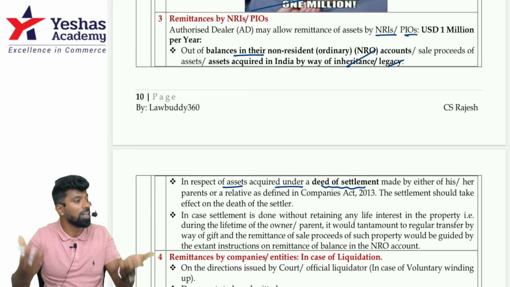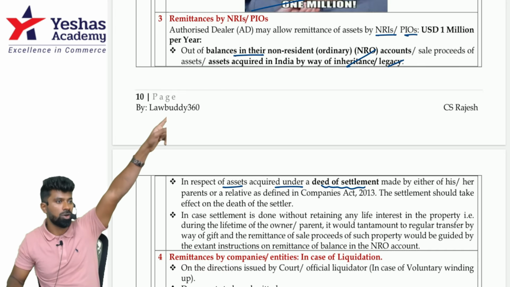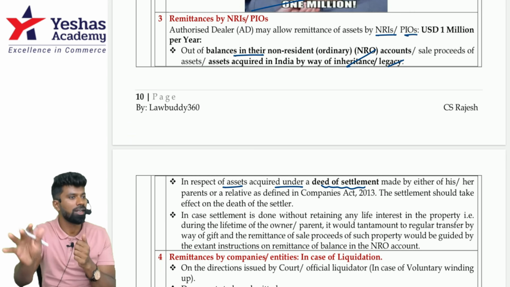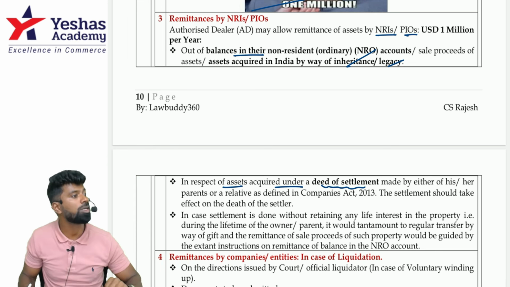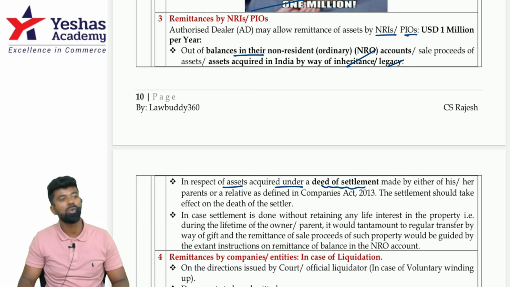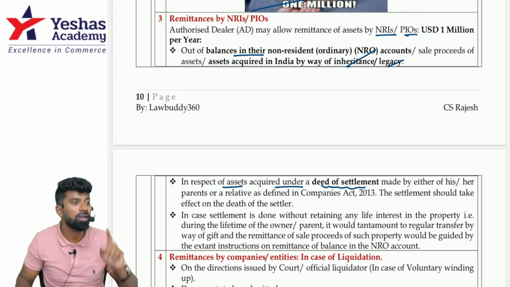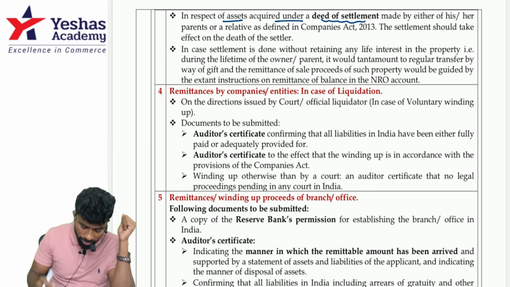Or if it is out of a will, a father has made a will in favor of his son. The son is a person of Indian origin, but not an Indian. He got the asset and wants to sell it. He sold it and got the money. Can he remit it outside India? Yes. Up to how much? 1 million. Without whose approval? RBI's approval. This is for persons of Indian origin and NRIs.